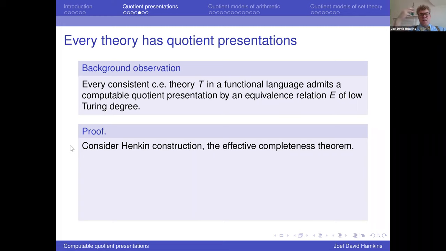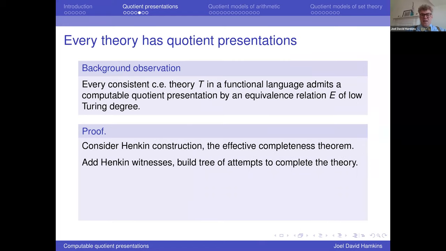So if you think about the Henkin construction, you start with a consistent CE theory, then you add in the Henkin assertions, add in Henkin witnesses, and you consider the tree of attempts to complete the theory. So we build the tree and we keep building the tree, adding nodes, a sentence or a negation and so on, as long as what we're looking at seems consistent. But if we build high enough that we find a contradiction, then that branch stops; that node stops growing. This is the tree of attempts to find a complete consistent Henkin theory extending the given theory. That can be done computably.